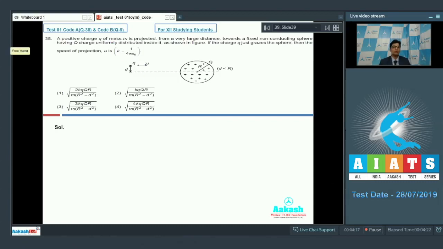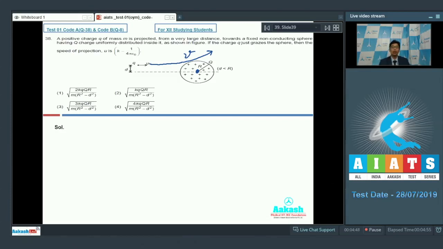Now dear students, in the question it is given that the charge q just grazes the charged sphere. So the trajectory of charge q would be somewhat like this. Let us assume that the velocity of charge q at the time of grazing the sphere is equal to v. Now, in this particular case, the angular momentum of charge small q would be conserved about the center of the sphere because the electrostatic force is a central force which is directed towards the center of the sphere.